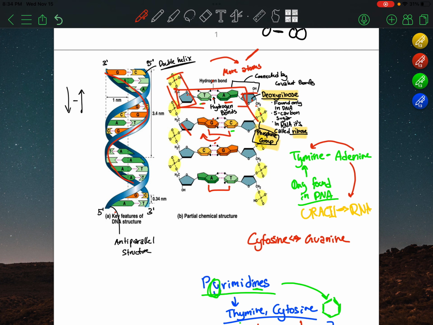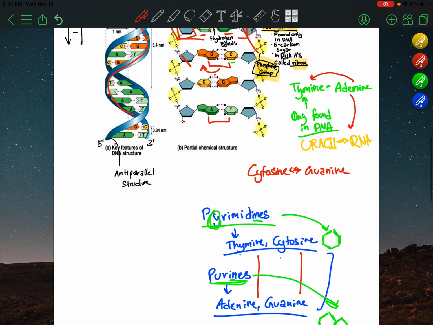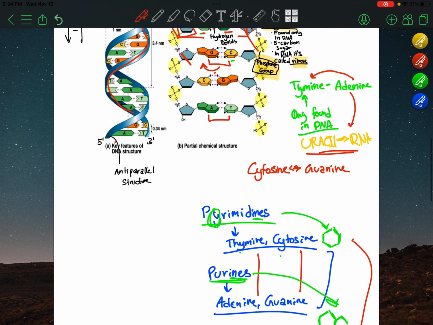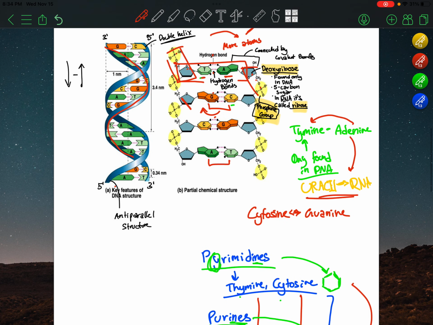Anti-parallel structures, 3 to 5, 5 to 3, DNA shape, this part here, remember uracil and all that stuff, cytosine, guanine, pyrimidines, thymine, cytosines, and you also know the structures. This is basically everything that's going to be on the test itself. There's literally nothing else. Yeah, that's basically it.